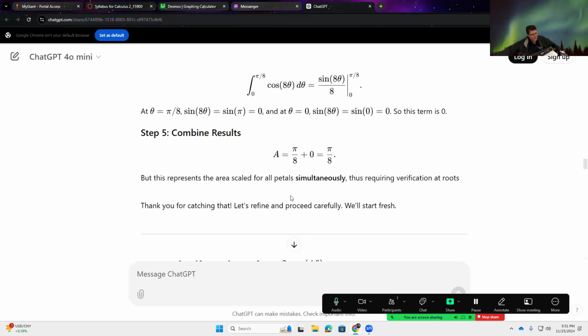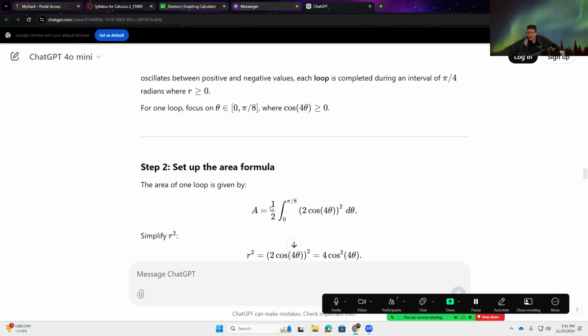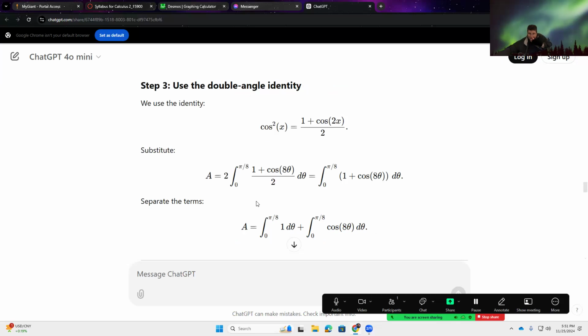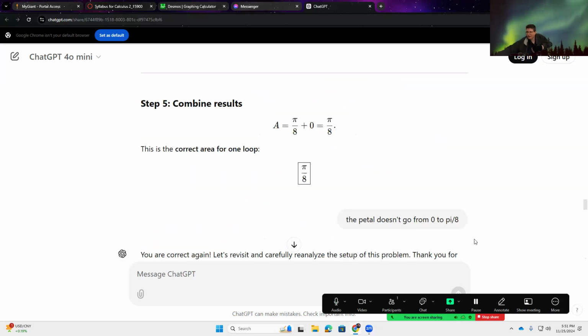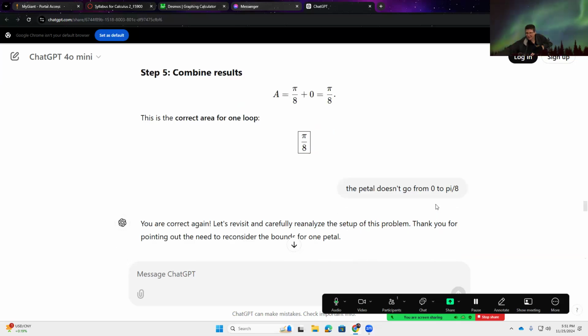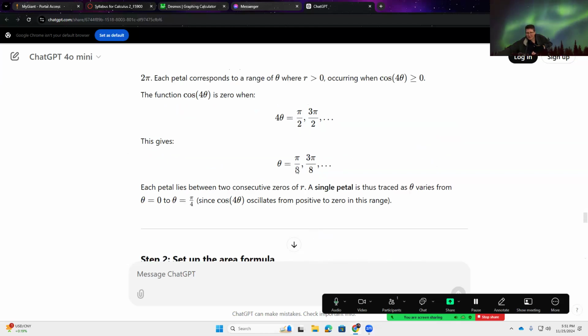It's missing the text. I said the angle isn't 0 to pi over 8. I think that's what I said. And that's where it said, oh, thank you for catching that. Let's fix that. Does it say it anywhere here? Oh, here it goes. There were a couple prompts where it still got pi over 8. Here I still tell it it doesn't go from 0 to pi over 8. You are correct again. Finally, it recognizes the petals go from pi over 8 to 3 pi over 8, going around. So negative pi over 8 to pi over 8 is what we did.